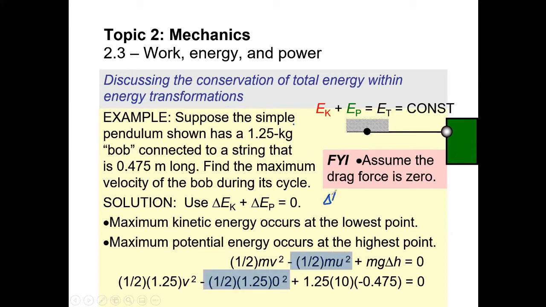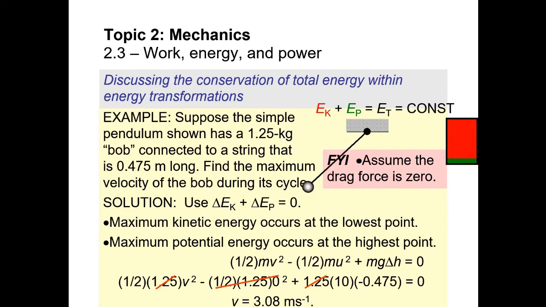The change in height is final height minus initial height. At the lowest point, the height is 0, and at the maximum position, the height is 0.475 meter. So change in height is minus 0.475 meter. We solve this, and we get the maximum velocity of 3.08 meters per second.